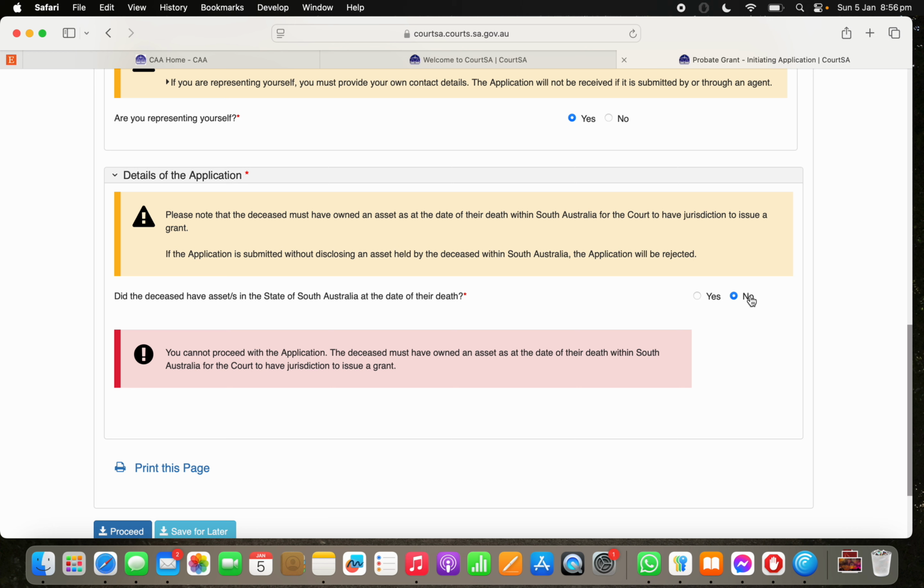If there's no asset at all, then you will need to look into lodging a grant in a different jurisdiction within Australia. Please be aware that all Australian jurisdictions are different, and you'll need to look at their individual processes before you go ahead and lodge a grant application.